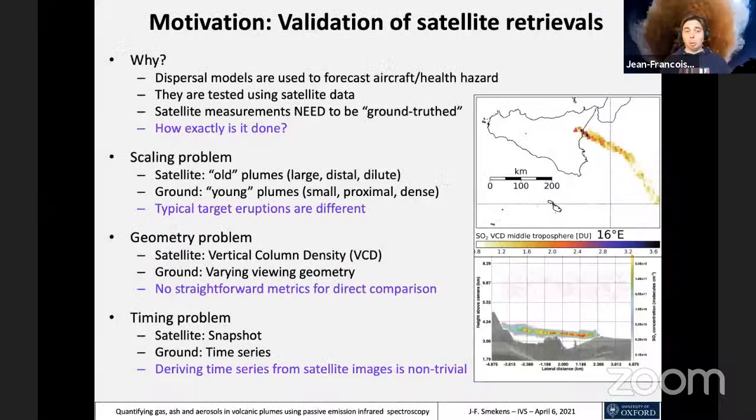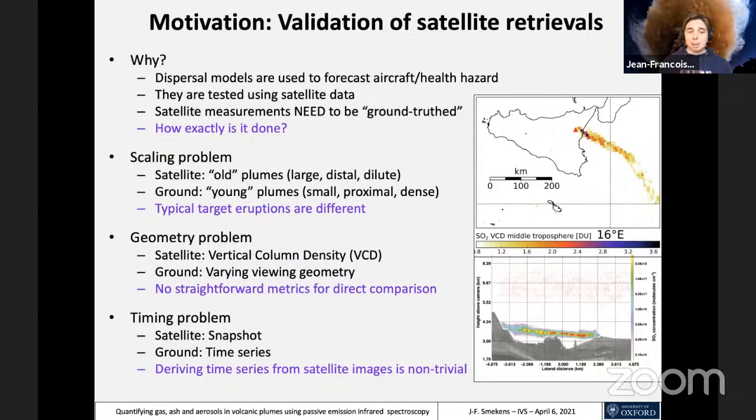Light and ground-based methods aren't always available. And then there's a geometry problem where satellites look down, not always vertically, but tend to look down in a vertical manner, whereas the ground-based methods have a variety of viewing geometries. And so finding metrics for direct comparison is not always easy.